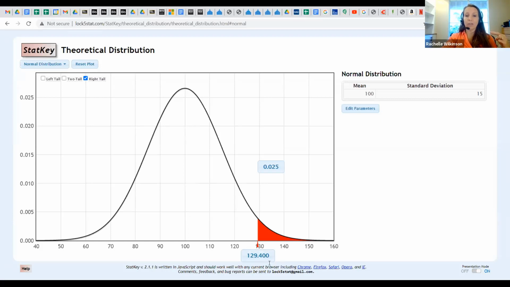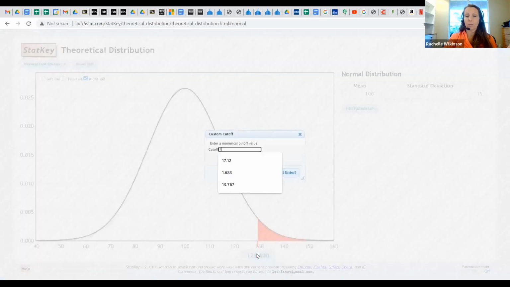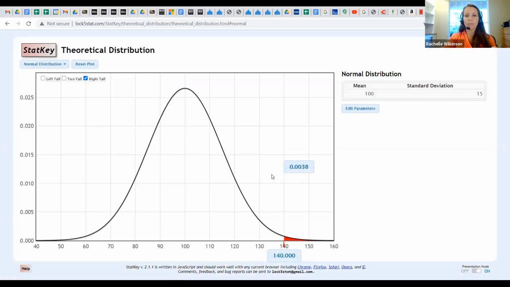Once you click on right tail, the bottom box underneath the graph is where you're going to enter the value that you're interested in. In this case, we were interested in 140. So I click in the bottom box underneath and type in 140. Now you can see that it shaded the part that I'm actually interested in. I want to know the area of that little red shaded region, because that's the area above 140. And once I've put in the 140, the little floating box here actually gives me the answer.